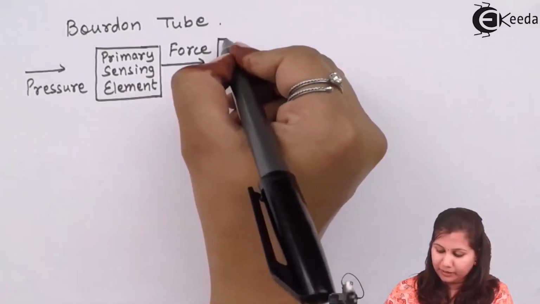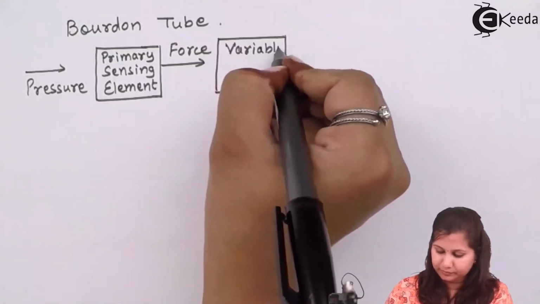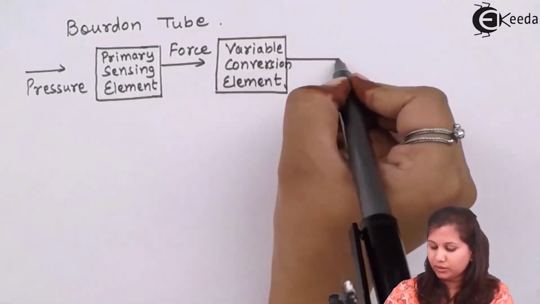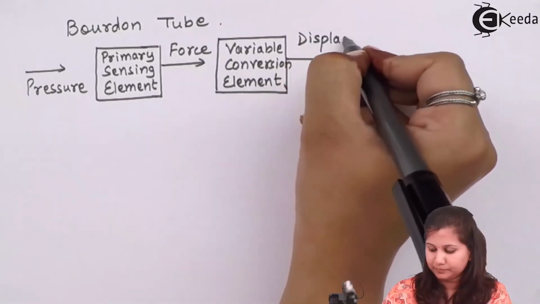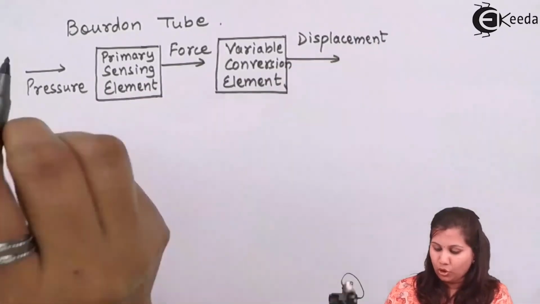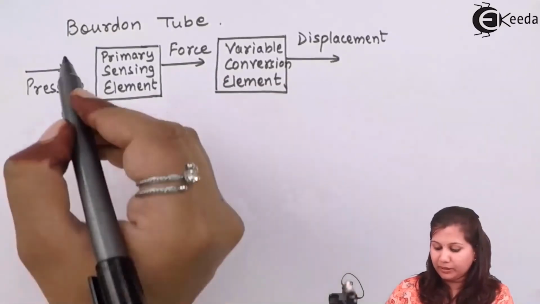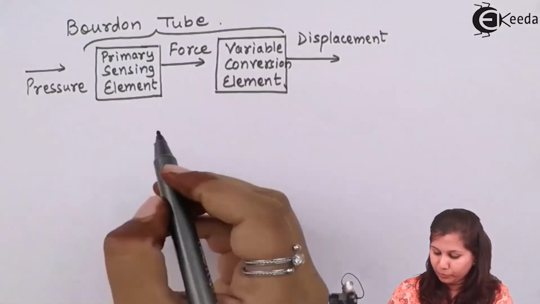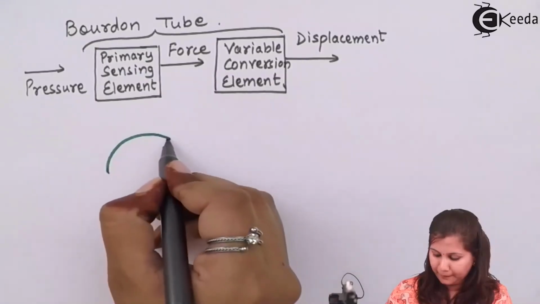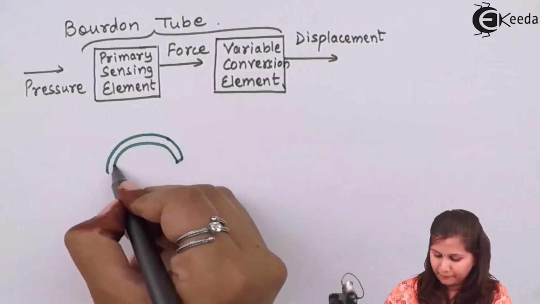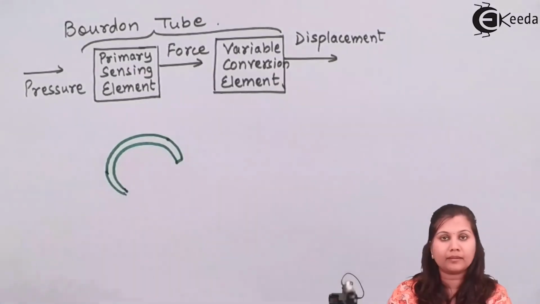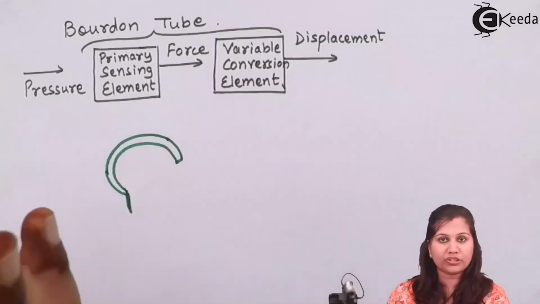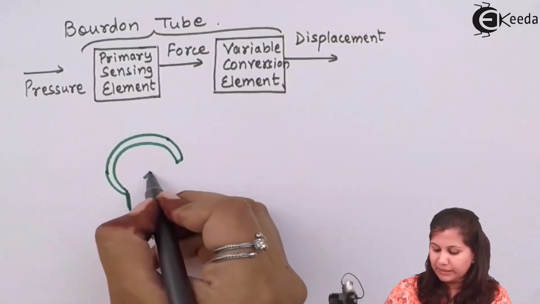Then we have the variable conversion element, which will convert this force into displacement. Both these functions, primary sensing element and variable conversion element, are done by the Bourdon tube. The structure of a Bourdon tube is like this. Here we apply the pressure in it. Due to that pressure, a force is generated, and due to that force the displacement occurs.